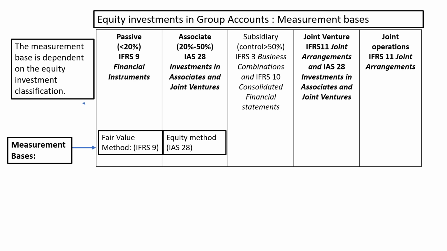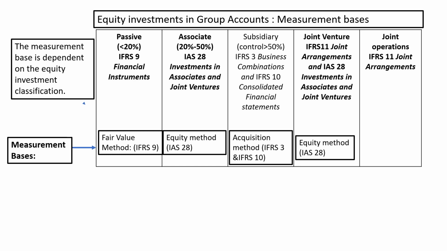If an equity investment is classified as an associate investment, where the parent company holds between 20 and 50% of the shares in the target company, the method of valuation is the equity method, and that is listed in IAS 28. For subsidiary companies, where the parent company holds more than 50% in the target company, the measurement base is the acquisition method, and again they are listed in IFRS 3 and 10.